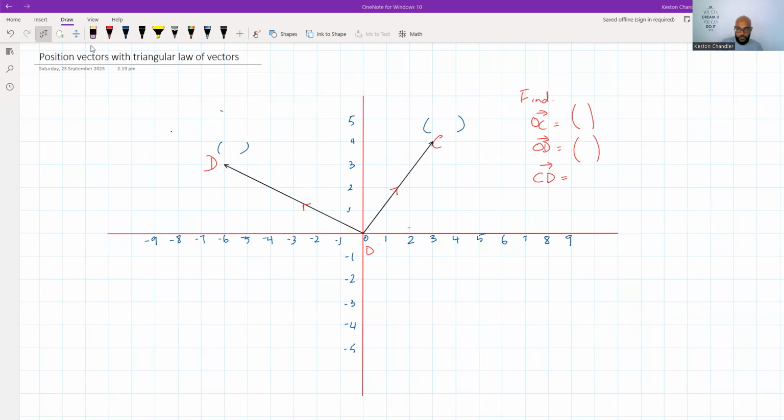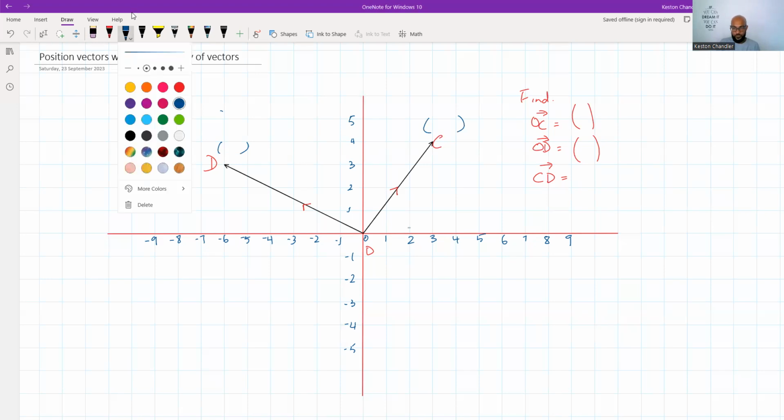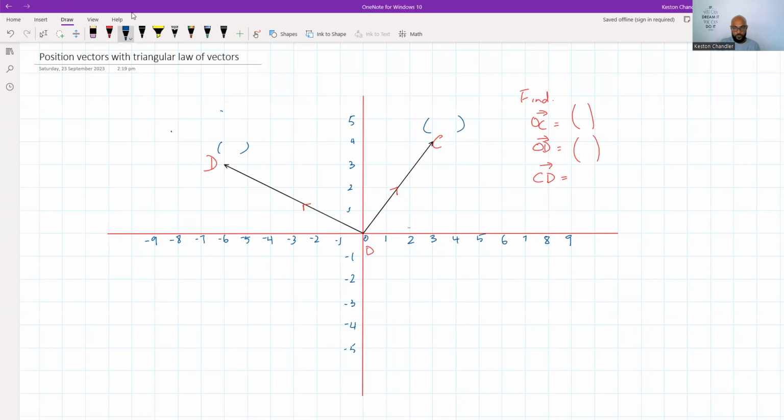Right. Good, Julia. So this is 3, 4. So OC is going to be 3, 4. And OD is negative 6, 3. Good. Right, so you understand that. The carry, you okay with that? Yeah.